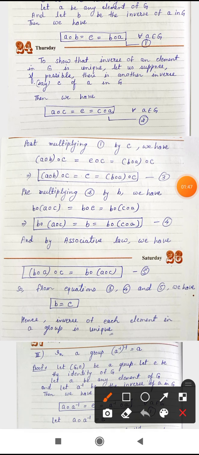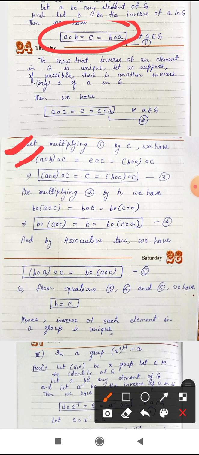Now post multiplying means post operating. Post means बाद में. We have to operate c in equation 1 post operating. So equation 1 is a operation b is equal to e is equal to b operation a. If we post operate c, then we will get like this, in bracket a operation b, operation c, is equal to e operation c is equal to in bracket b operation a, operation c.